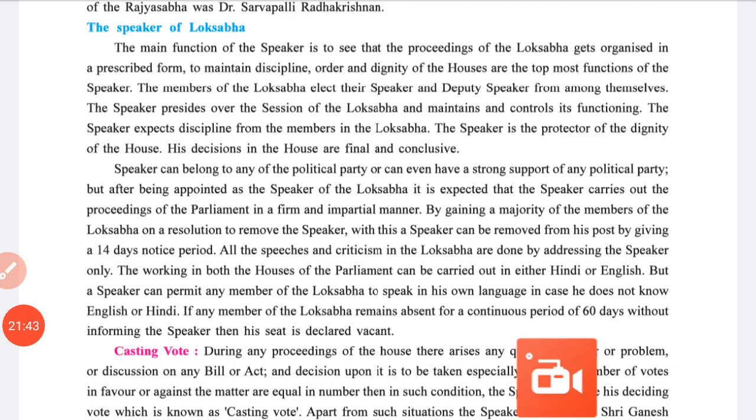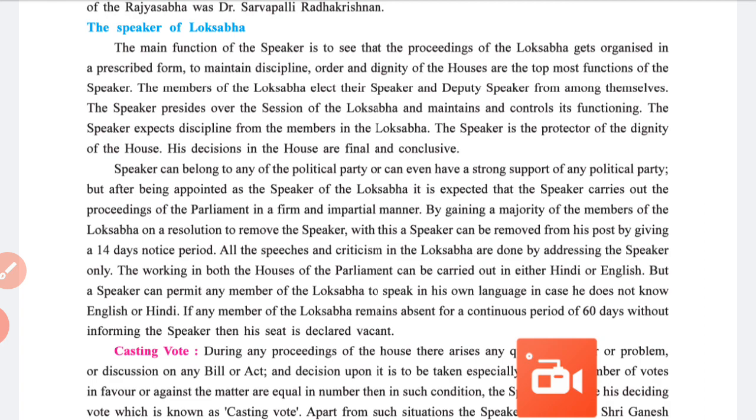The main function of the speaker is to see that proceedings of the Lok Sabha get organized in a prescribed form to maintain discipline, order and dignity of the House. Underline: prescribed form to maintain discipline, order and dignity of the House. It is the topmost function of the speaker.